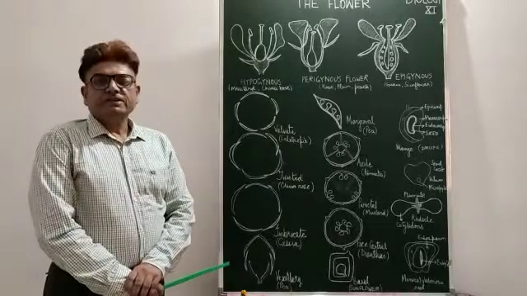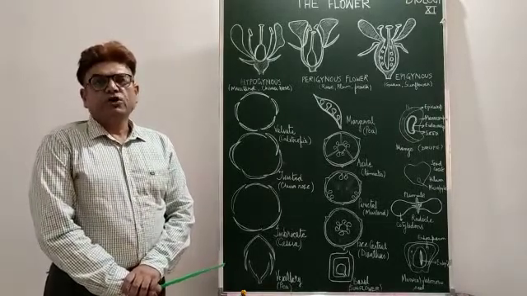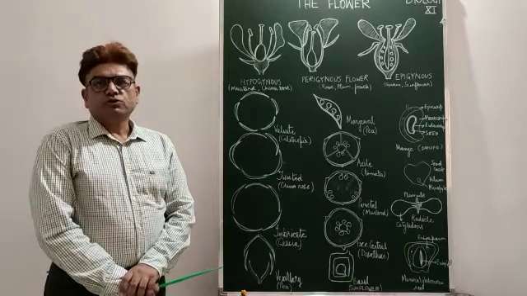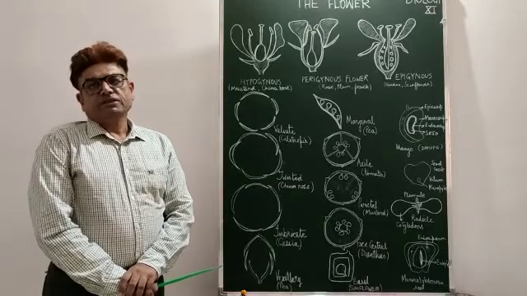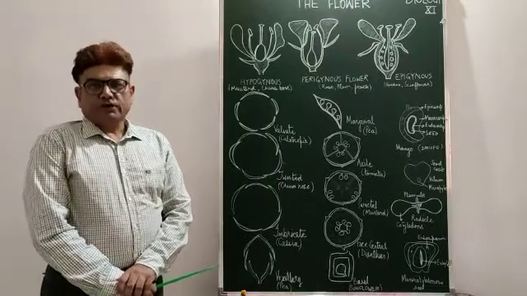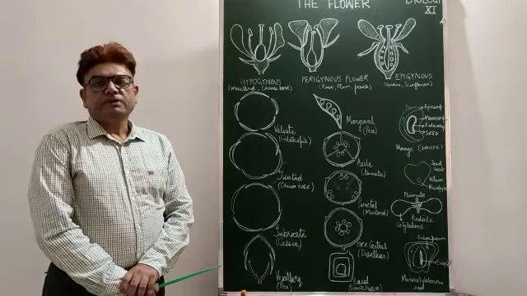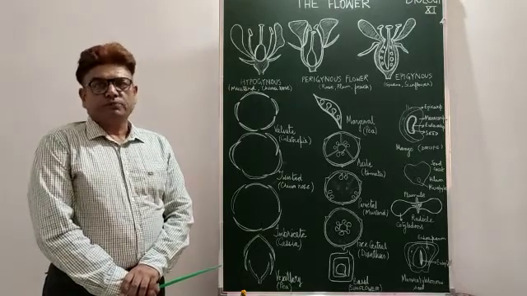Good morning everyone. Let us continue with the morphology of flowering plants. Till now we have already discussed about the root, the stem and the leaf. Let us take up the flower. Flower is the reproductive unit of angiospermic plants. It is specially meant for the purpose of sexual reproduction.